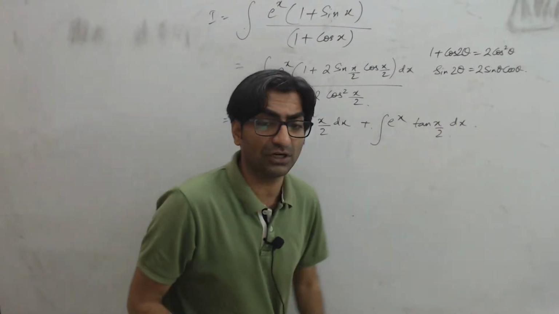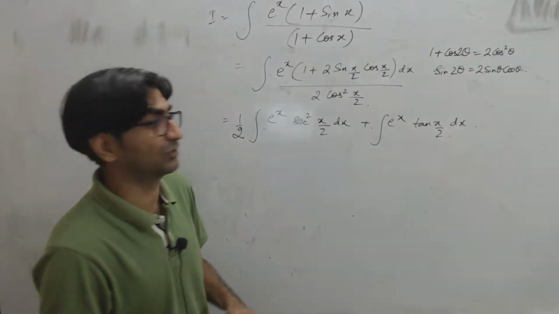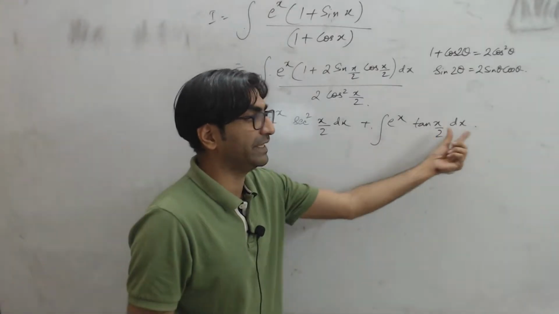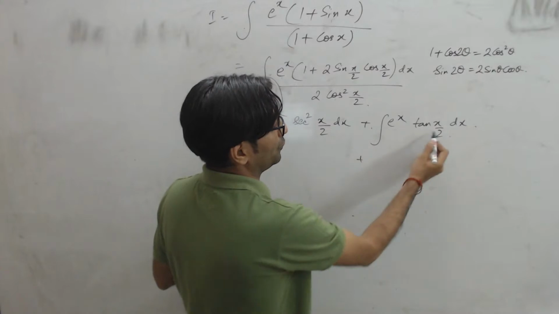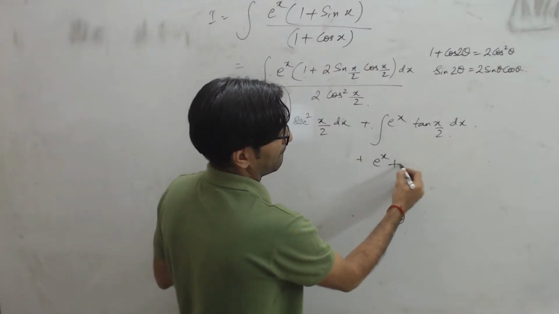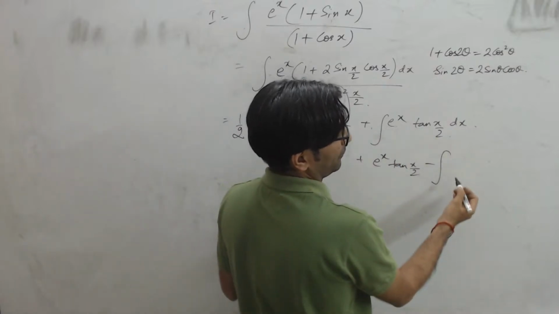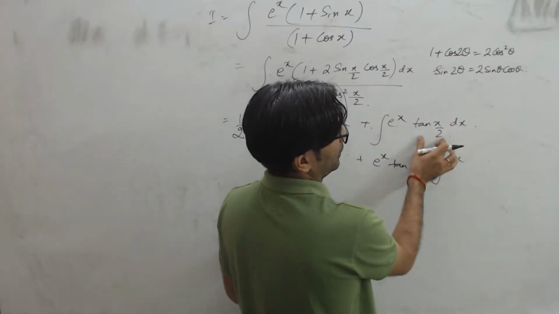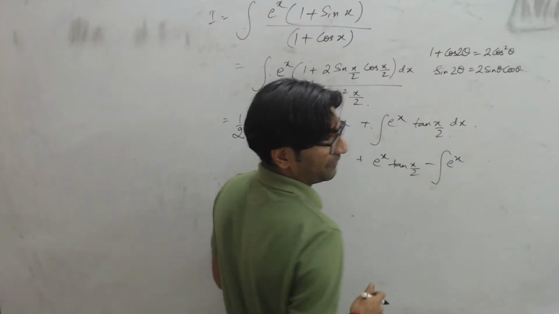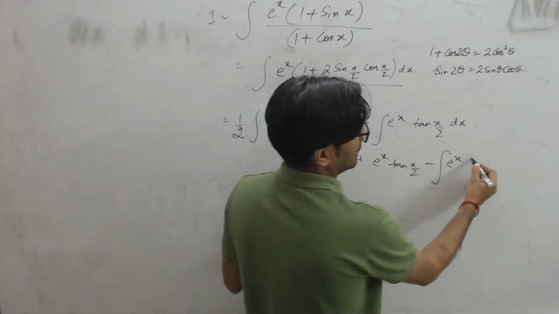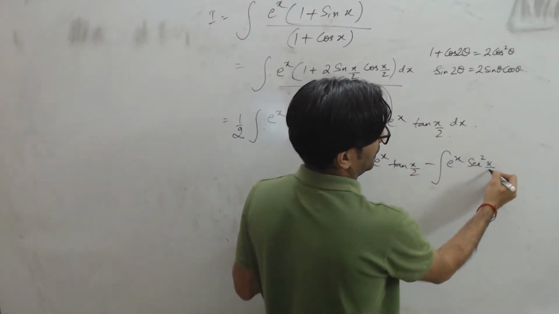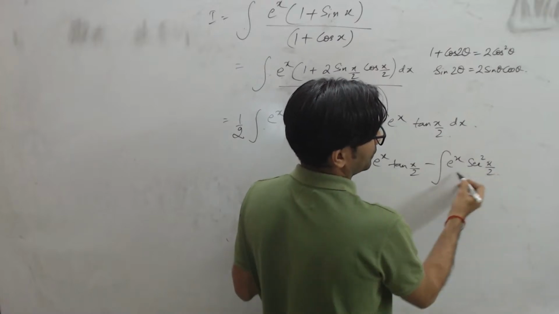And here I'll use the integration by parts rule, right? So this is u into v dx will be equal to uv minus integral of differential of this, e power x, into differential of this. Differential of tan x by 2 is sec square x by 2 into half.